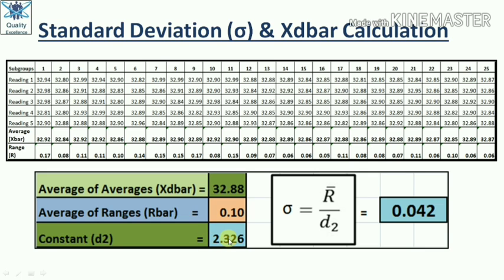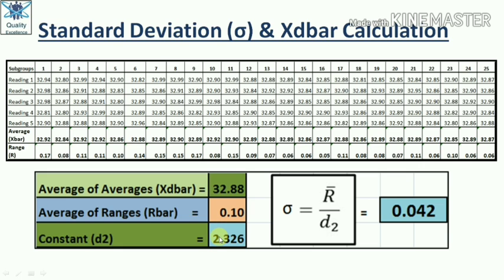You can find this in the constant table. If we take 5 subgroup size, then the constant which we have to consider is 2.326, D2, which we will need in calculation of sigma. So I have taken here D2, and this is for 5 subgroup size. So our 5 samples are there in one subgroup. Based on that, this is considered.